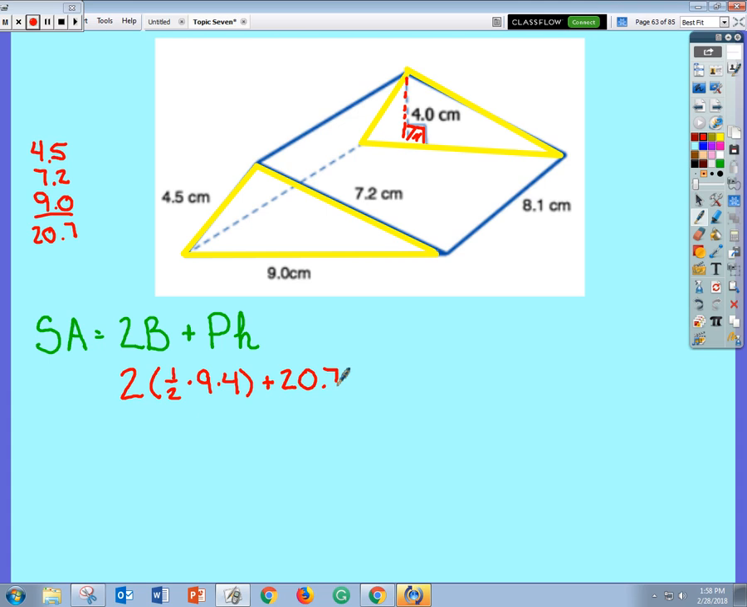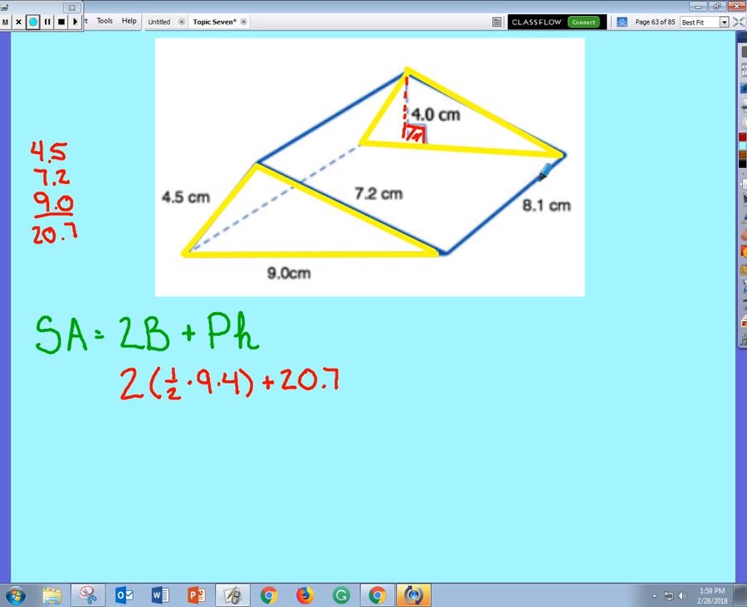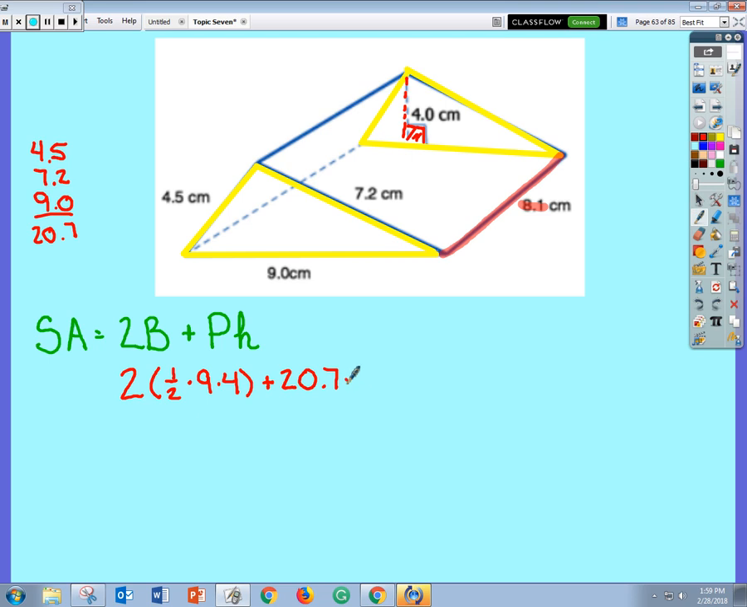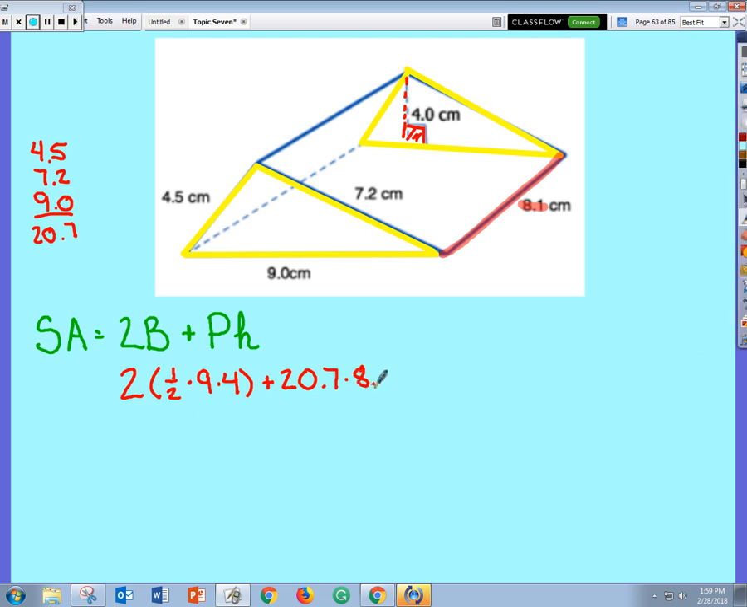And now we're going to times that by the height of the prism. Now the height of the prism runs from one base to the other base. It looks like we're going from here to here. The height would connect these two bases, and the height in this situation is 8 and 1/10. So times 8 and 1/10.